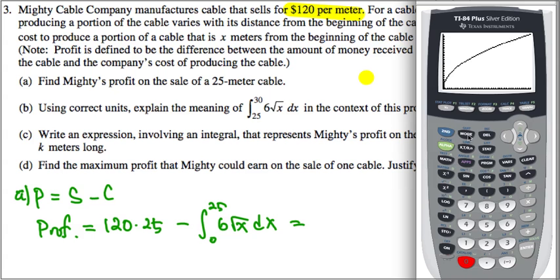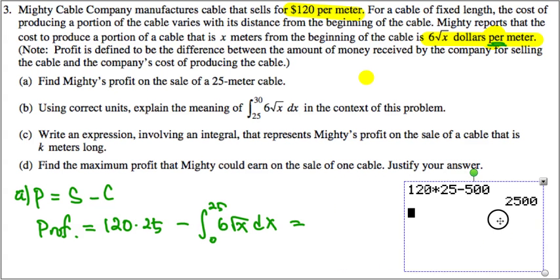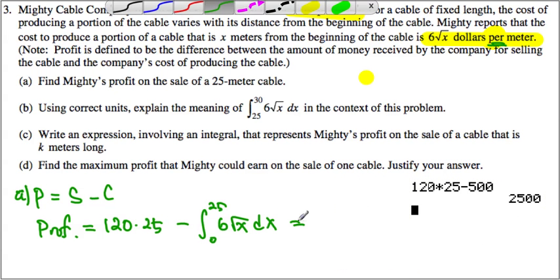If you use the calculator here, the integral, lower limit will be equal to 0, upper limit is equal to 25. Then we end up getting basically 500. Now we get to realize here that 120 times 25 minus 500 becomes 2500. That becomes our answer.